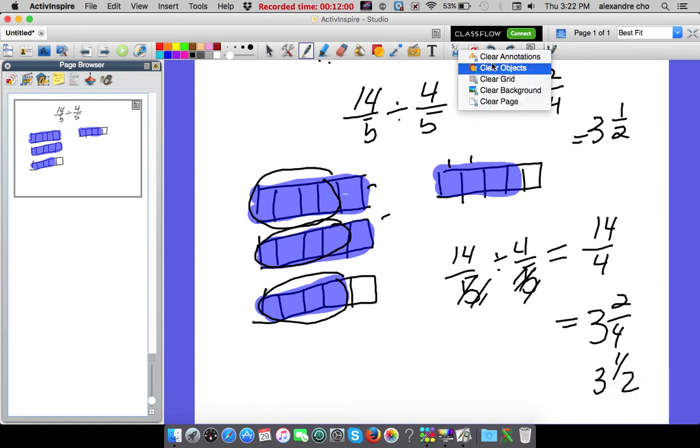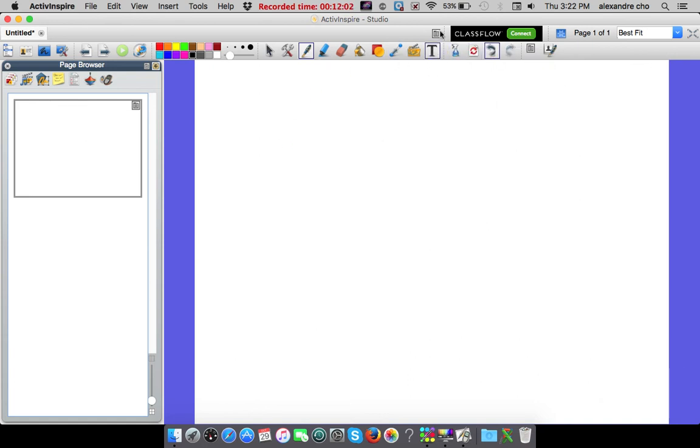Alright, next one. 7. A huge batch of cookies required 1 2/5 cups of sugar. How many batches can Sam make with 12 1/4? So you have, this is how much you have. And you want to break it up into 1 2/5 parts because you want to make batches of cookies. So this right here is 1 batch of cookies. You have a lot of sugar, so there's definitely more than 1 batch that you can make.